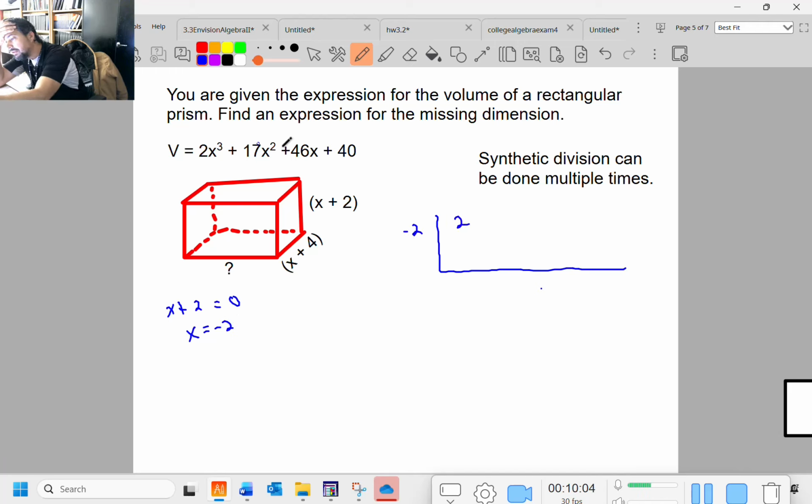Doesn't look like I need any placeholders. I got a 2, a 17, a 46, and a 40. I'm going to drop the 2. -2 times 2 is -4. 17 plus -4 is 13. -2 times 13 is -26. 46 plus -26 is 20. -2 times 20 is -40. 0 for remainder.